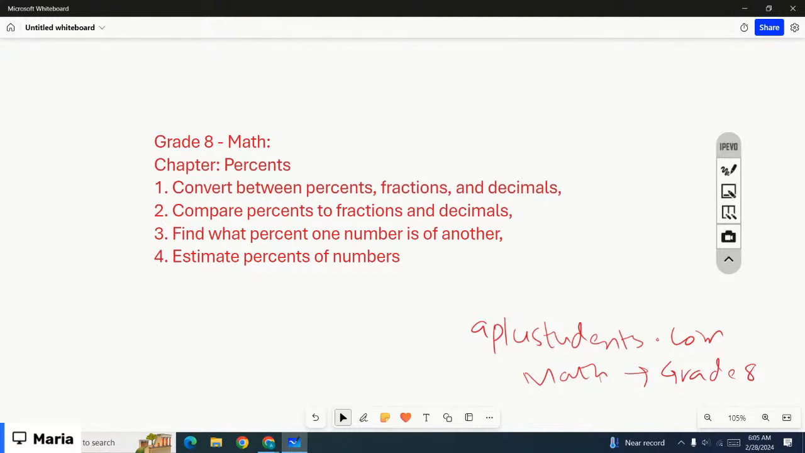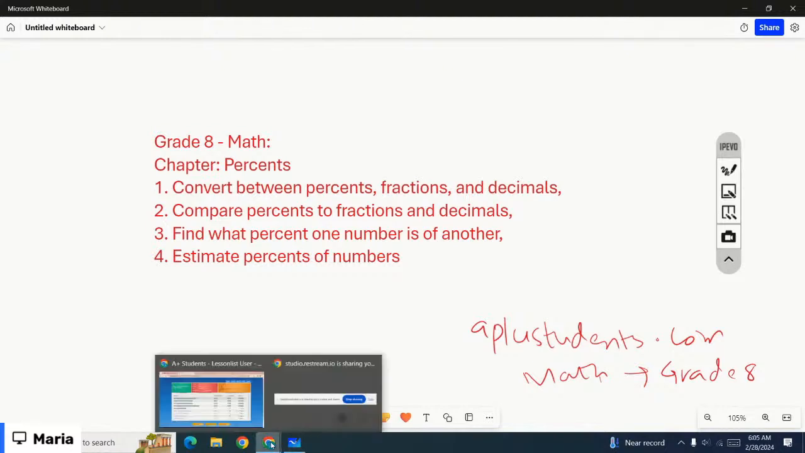The lessons we're going to cover today are: convert between percents, fractions, and decimals; compare percents to fractions and decimals; find what percent one number is of another and estimate percents of numbers. So let's start with the first lesson, that is convert between percents, fractions, and decimals.